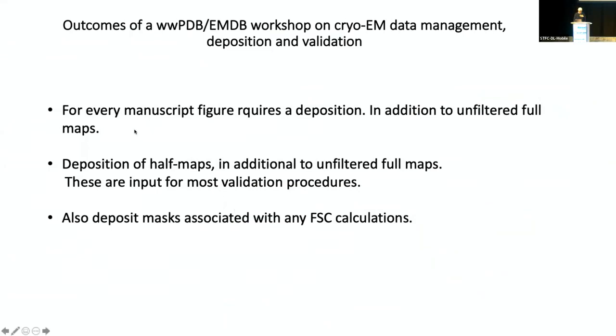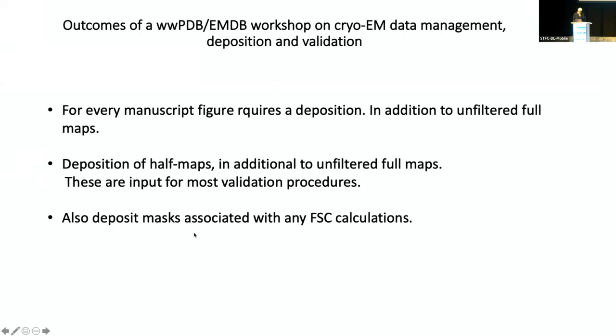But in a nutshell, there's the feeling that there should be a deposition matching almost every figure in the paper, because that is an experiment, and that needs to be supported by data. As mentioned previously, the deposition of the half maps, in addition to the full unfiltered maps or other maps you want to deposit, will now be mandatory. The critical thing is that most validation procedures and ways of enhancing maps make use of those, so in order to reproduce calculations, we need those.